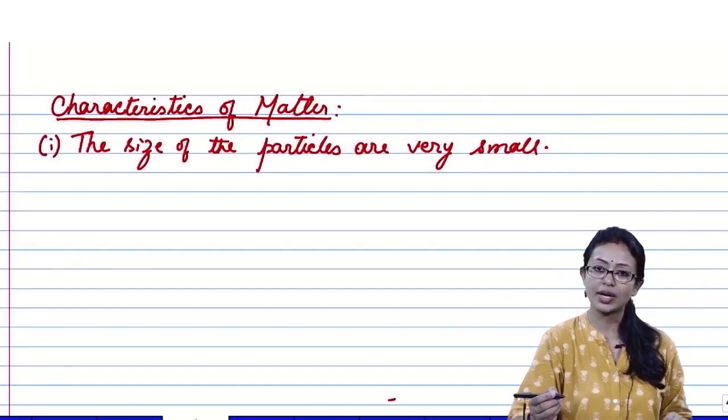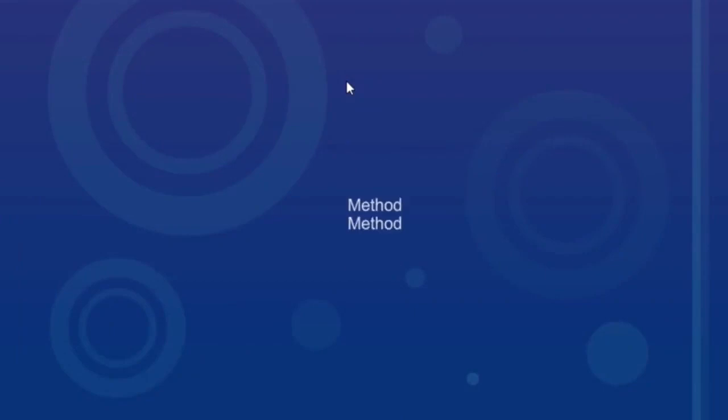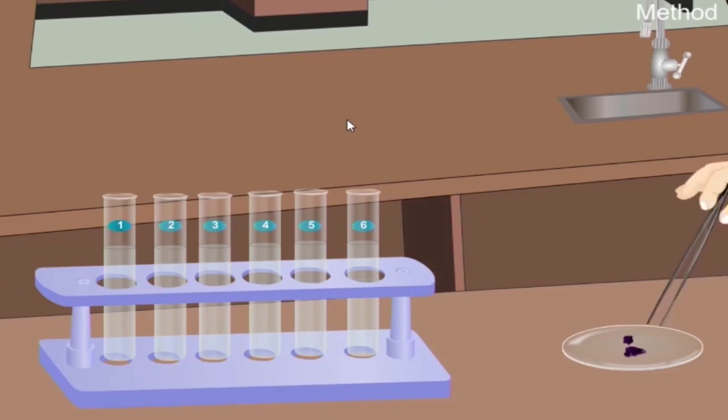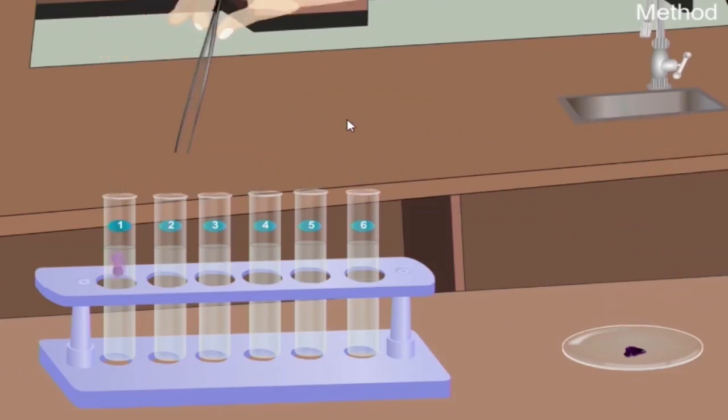For that, let us do another activity. Now, let us do another activity to show the extremely small particulate nature of matter. What is the method to carry out the activity? We take test tube number 1 and drop one small crystal of potassium permanganate.